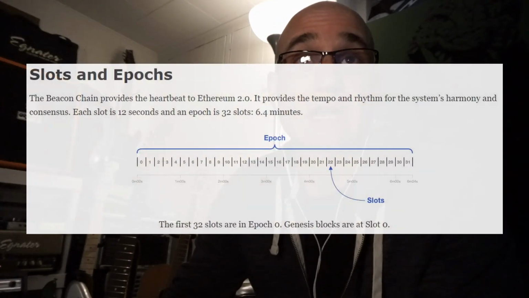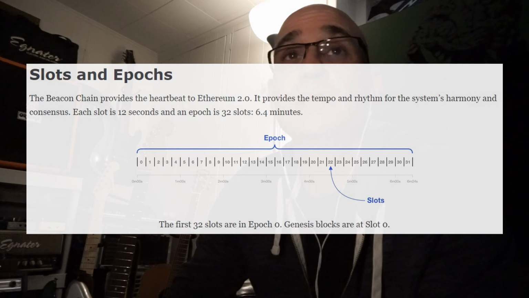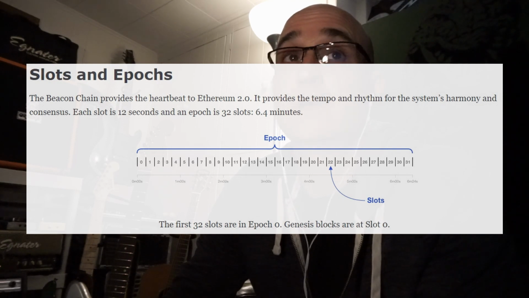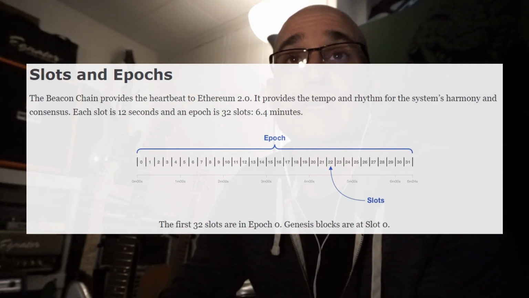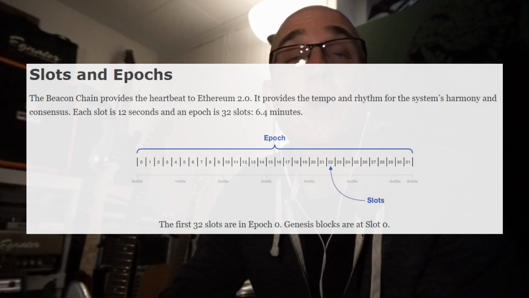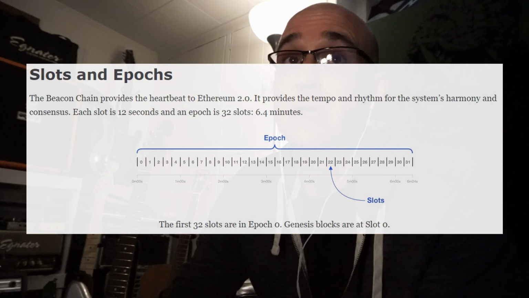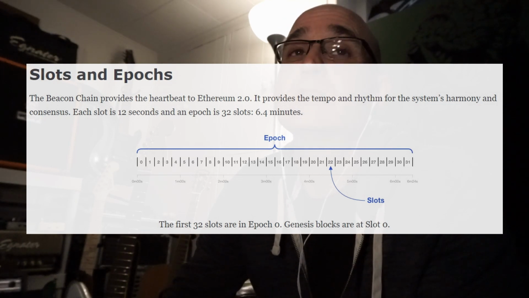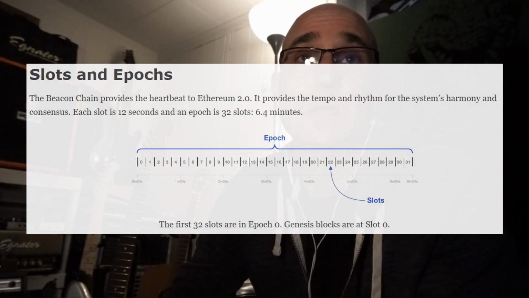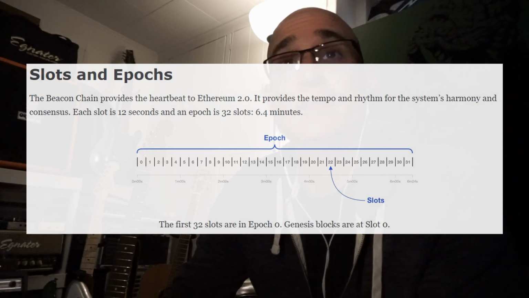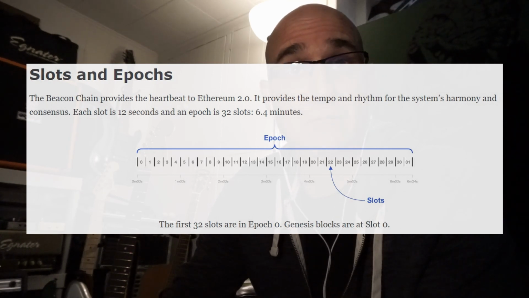Let's talk about slots and epochs. The beacon chain provides the heartbeat to Ethereum 2.0. It provides the tempo and rhythm for the system's harmony and consensus. Each slot is 12 seconds, and an epoch is 32 slots. That's 6 minutes and 24 seconds. The first 32 slots make up Epoch 0, and the Genesis block is at slot 0.